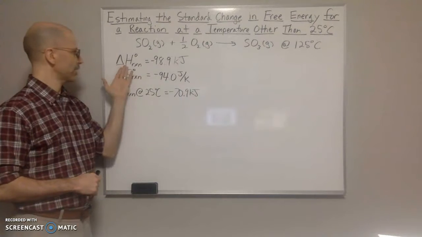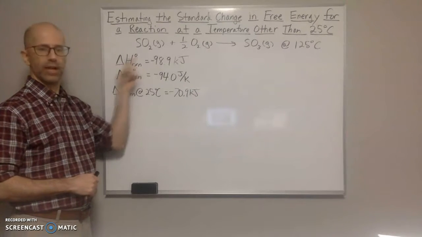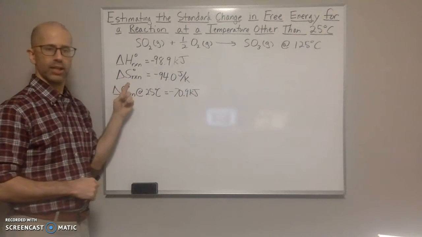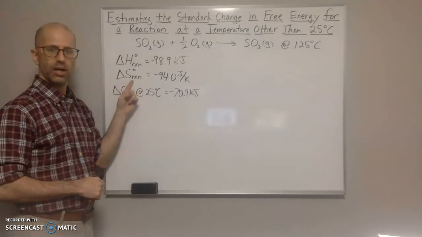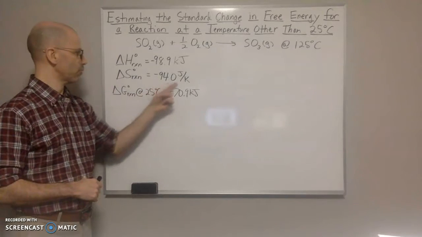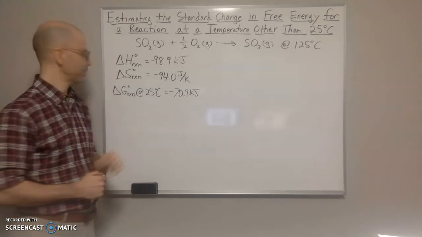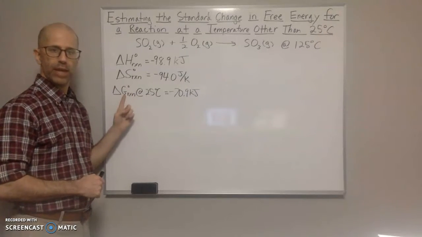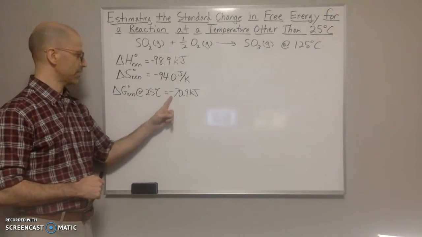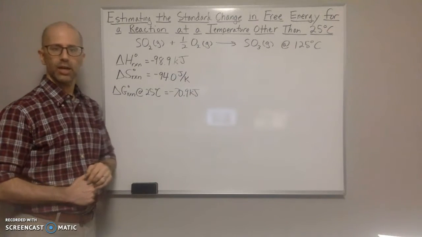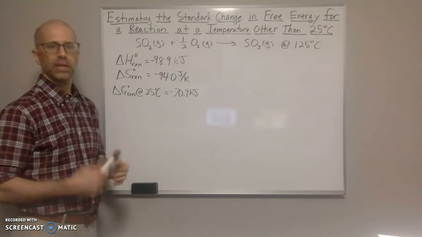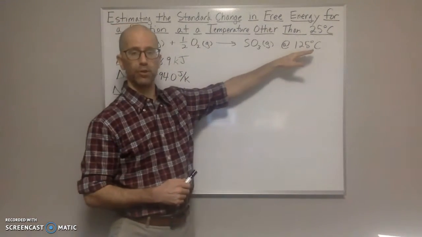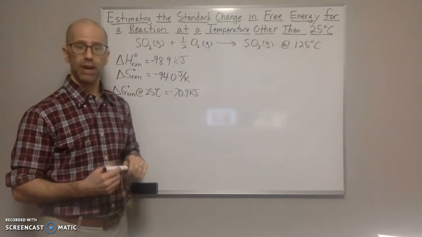So we calculated the delta H, the standard enthalpy of the reaction to be negative 98.9 kilojoules. We calculated the standard entropy change of the reaction to be negative 94.0 joules per Kelvin. And we then calculated the standard free energy change for the reaction at 25 degrees, and that was negative 70.9 kilojoules. And so what we're going to do here is estimate what the Gibbs free energy would be at 125 degrees Celsius.